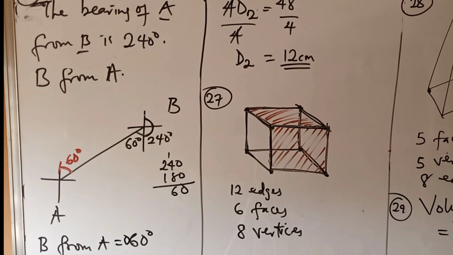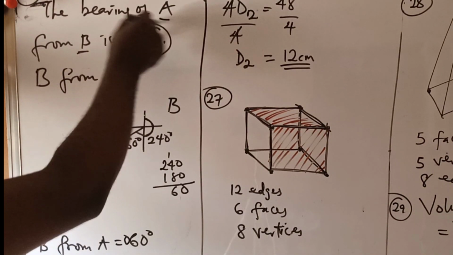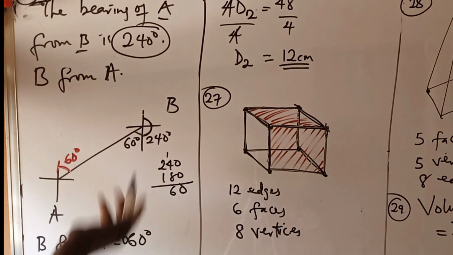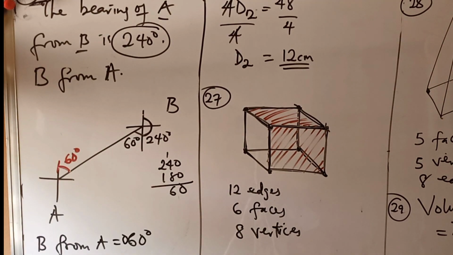But the shortcut to this is this. If the initial bearing given to us is more than 180, the shortcut is just to subtract 180 from it to get your answer. But if it is less than that, you add 180 to it to get your answer. By the time we get to questions related to that, I will explain it better.